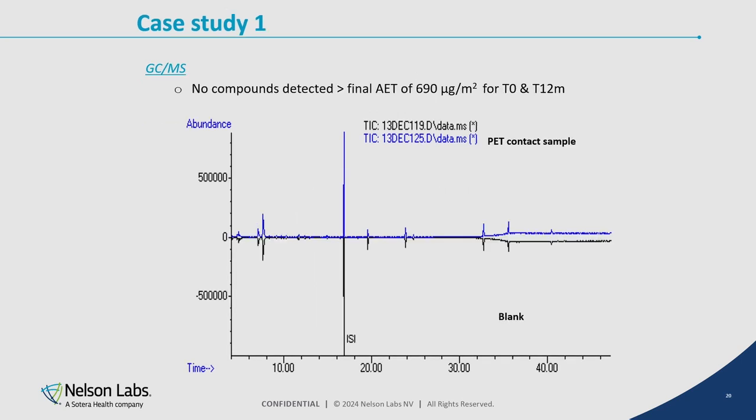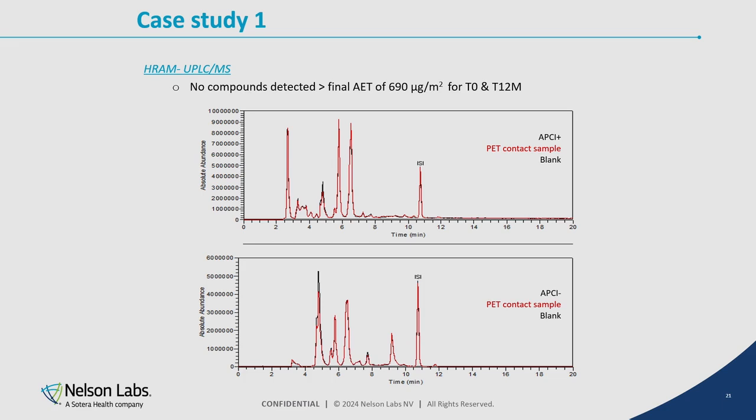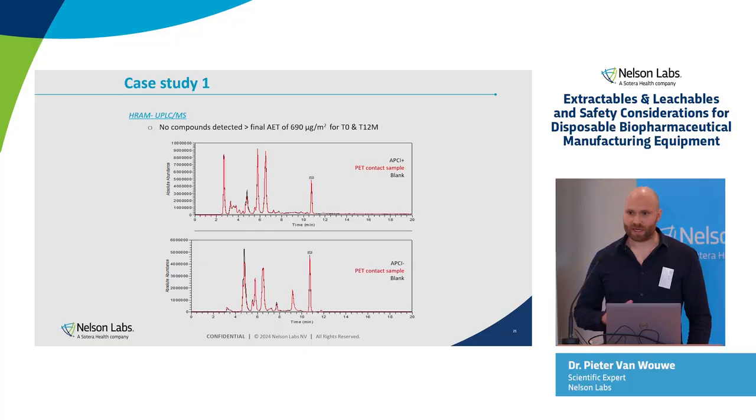And then the GCMS contact results: we also did not observe any compounds present above the final AET. And LCMS also resulted in no compounds present above the final AET, meaning that we can conclude by doing this leachable study that there is risk control over the process if we are speaking about a storage bottle.